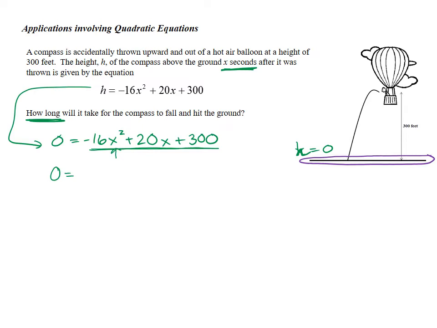When we look at 16, 20, and 300, they all are even, so they at least have a 2 in common. You should also check to see if they have a 4 or an 8 in common. I think they have a 4. Let's try it out. Instead of just taking a 4, I'm going to take a negative 4 out of all 3 terms. So negative 4 removed from negative 16x squared is going to give me 4x squared. 20x divided by negative 4: remember, I'm taking a positive divided by a negative, so I'm going to get negative 5x, and then 300 divided by negative 4 would be negative 75.